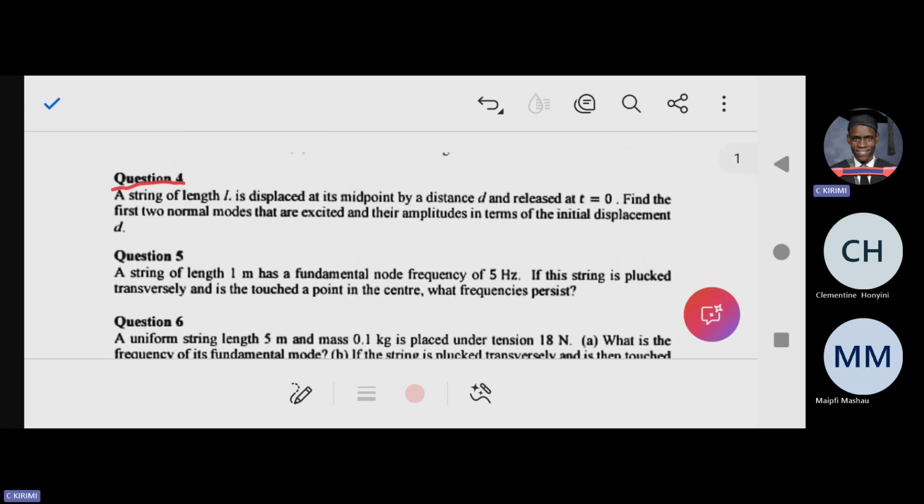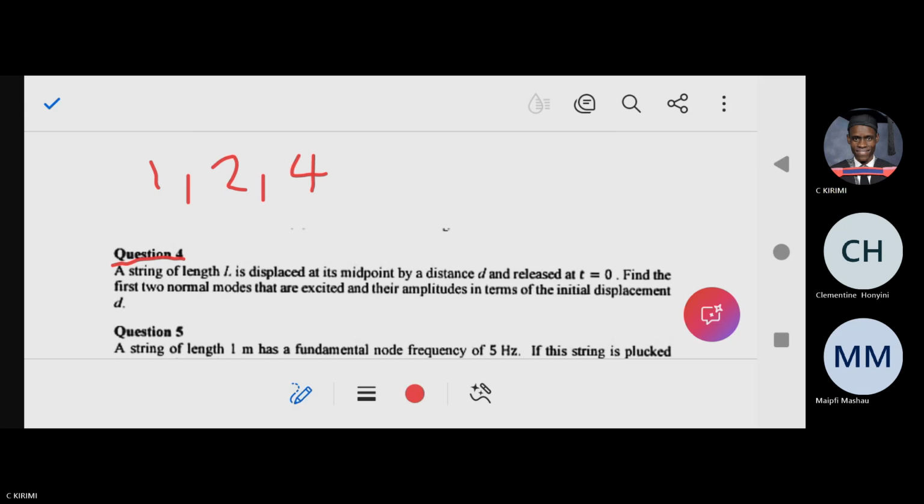So let's analyze the question, which is question number 4. So it's saying a string of length L. The string of length L is displaced. On that question which we did yesterday, it was number 5, isn't it? Not 4. Just a correction there. It was number 5, not 4.